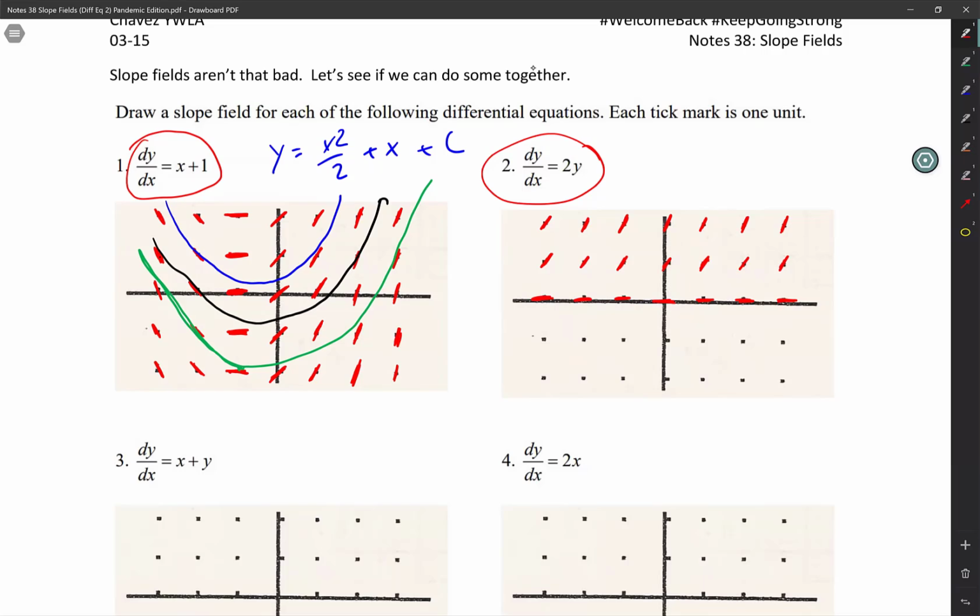At y equals -1, 2 times -1 is -2. So a slope of -2. At y equals -2, 2 times -2 is -4. So a slope of -4. And you're done. That's it, guys. Simple.